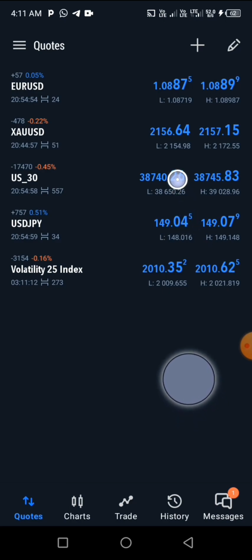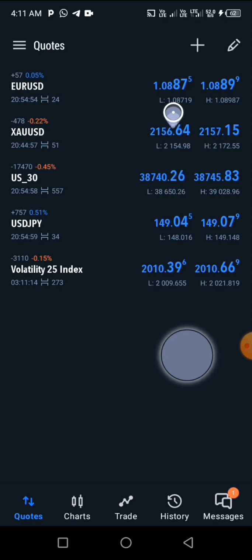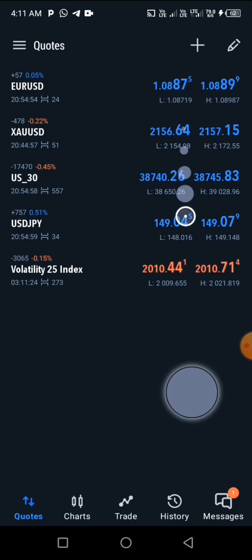But if in this one we start calculating from the first decimal point, in the case of gold, you calculate from the first decimal point, right? But for this Euro USD, you calculate from the second decimal point. So I'm going to be explaining how we can calculate on the USD JPY.